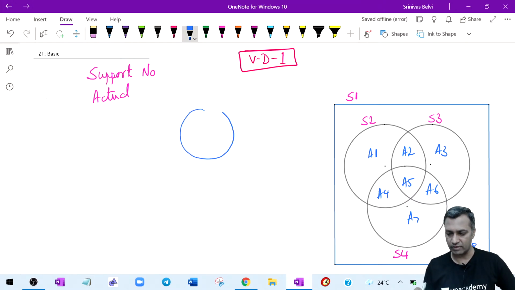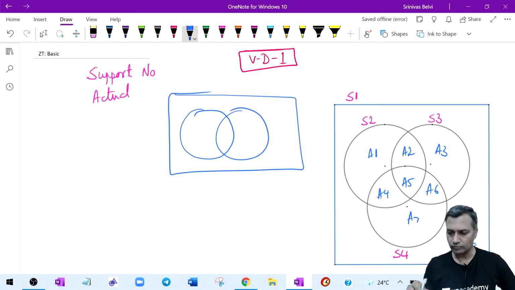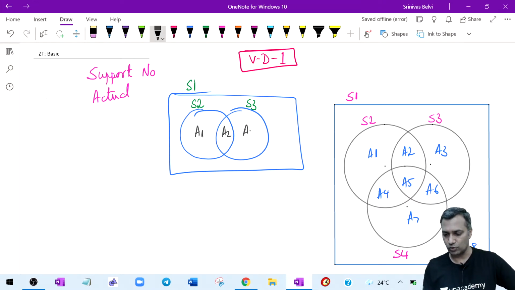Okay, what if it is a Venn diagram for 2? These are the support numbers. This is the support number, what you write outside. This is the second support number. This is the third support number, right? What you write there is the support number. Where are the actuals? This is the first actual number, second actual number, third actual number, and fourth actual number.